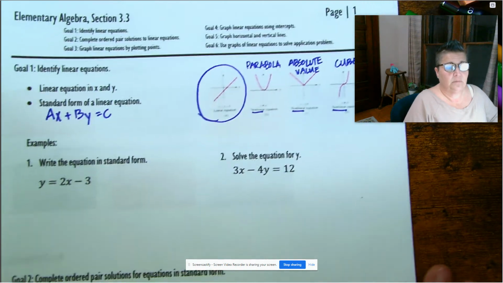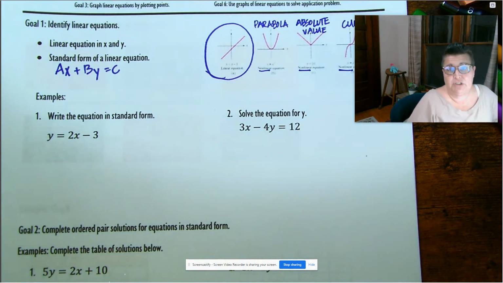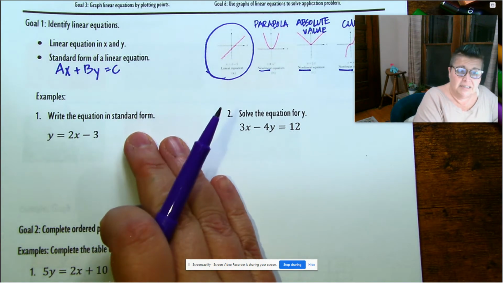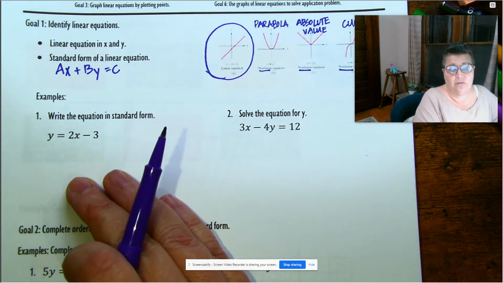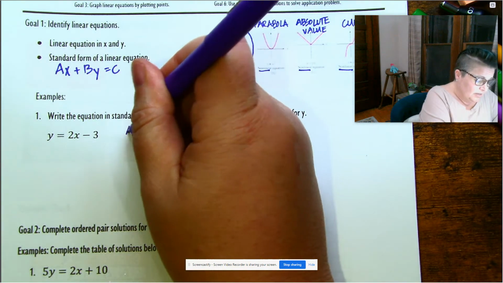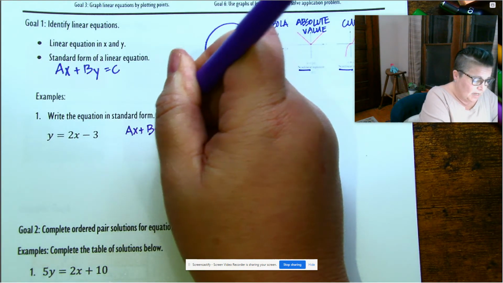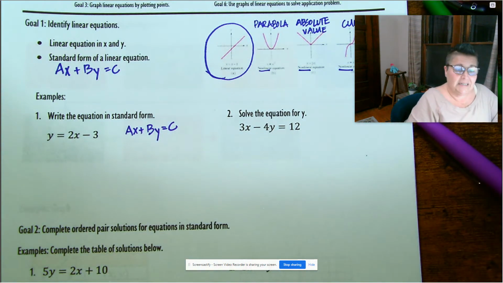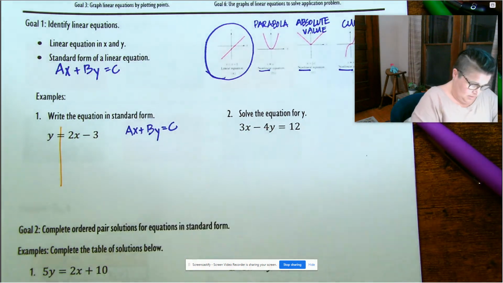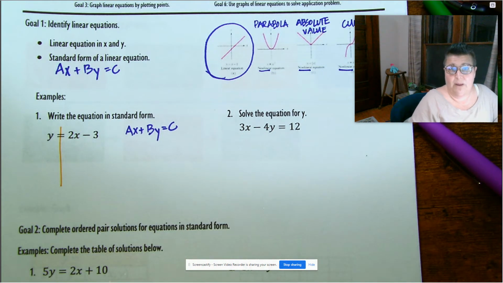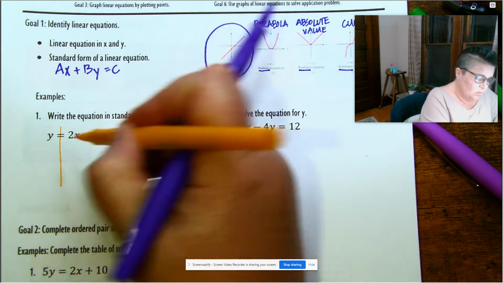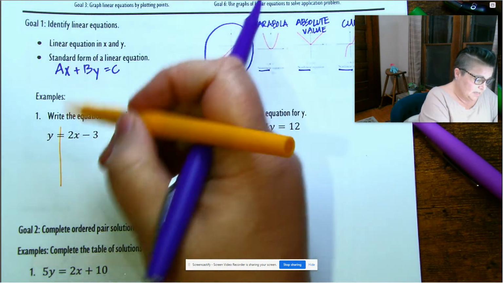Okay, so a couple of things we want you to be able to do. We want you to be able to manipulate the linear equation. We want you to be able to take an equation that is not in standard form and put it into standard form. Remember, standard form has your x's and y's on the same side. Ax plus by is equal to c. So if I have an equation that is not in standard form, I want to manipulate or move around that equation so it is. To do that, I want my x's and y's on the same side. They are currently not on the same side.